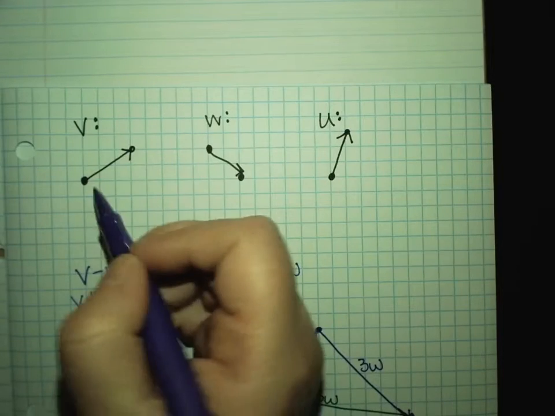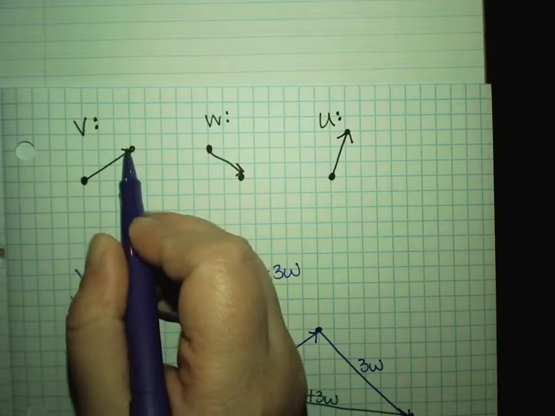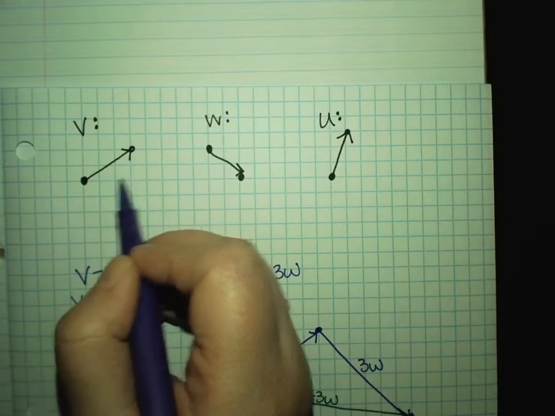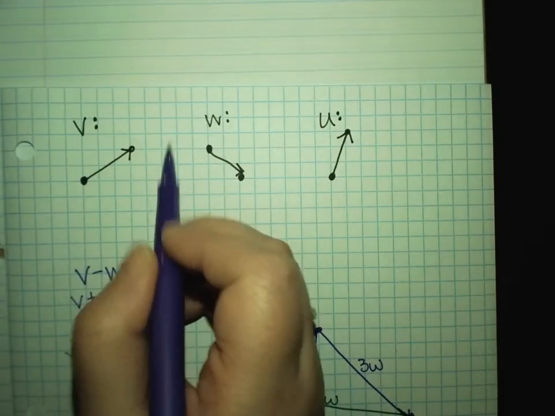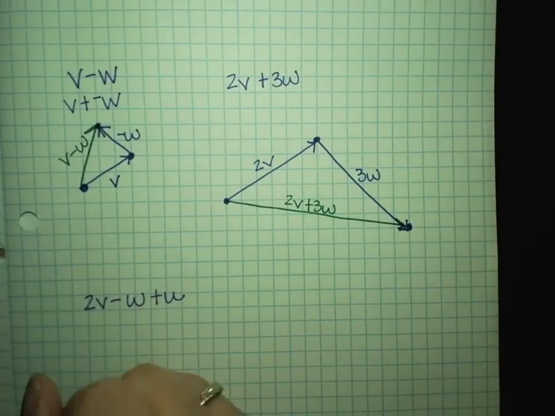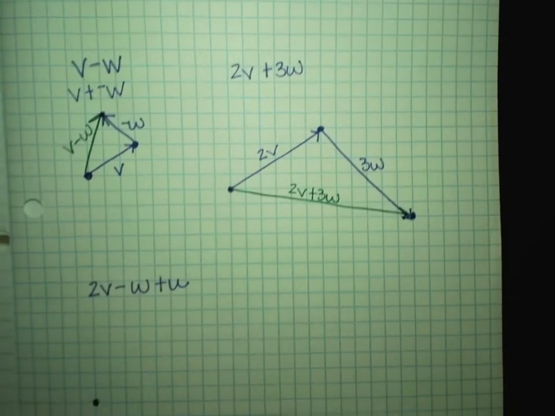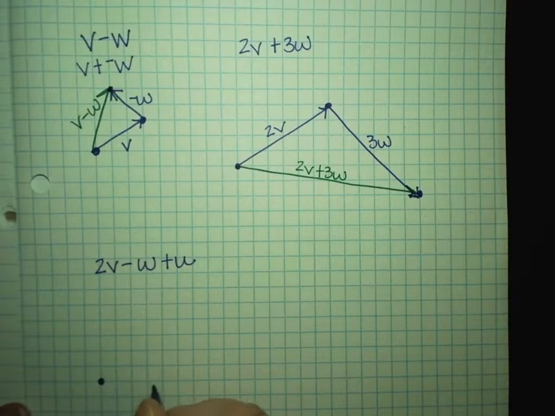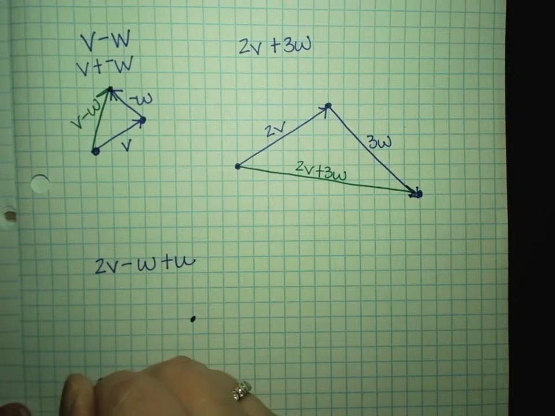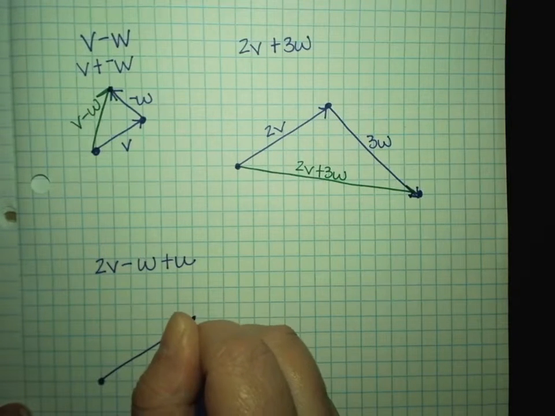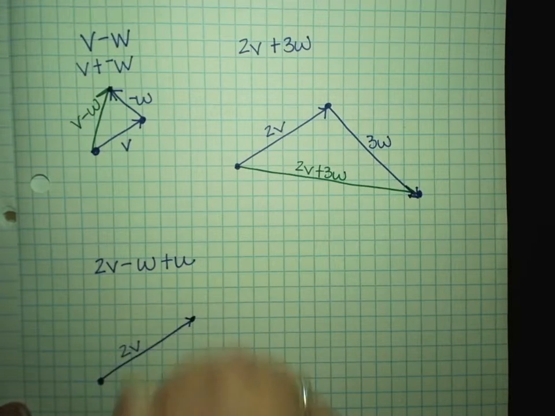Okay, so 2V. Horizontal's 3, the vertical's 2, so we're going to multiply those by 2. So our horizontal now is 6, the vertical is now 4. Just pick a point for your initial point. There's my 2V.